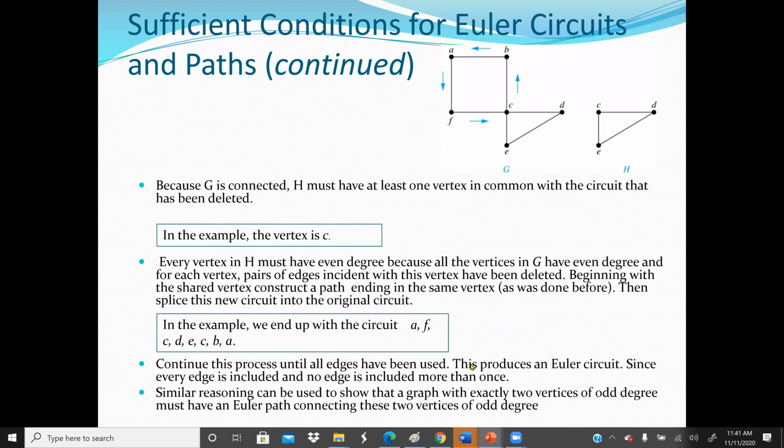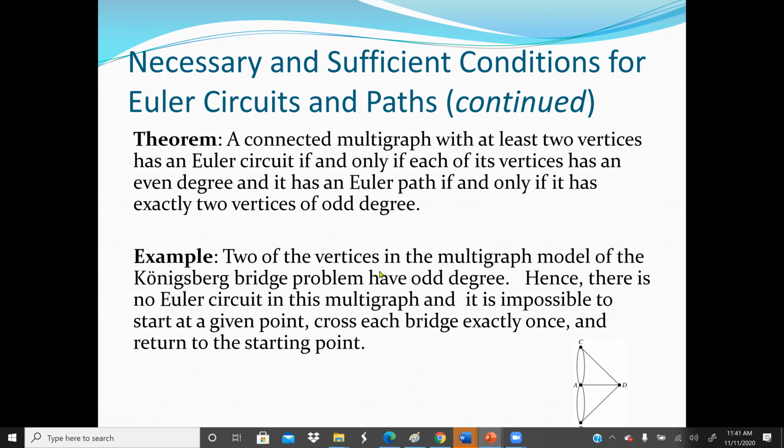So that's what we mentioned here. Two of the vertices in the multigraph model of the Königsberg bridge problem have odd degree. Actually, that's the diagram here. Hence, there's no Euler circuit. We can't start at C and end at C, or start at A and end at A, by visiting all the edges once, because we have some odd vertices. D is odd.